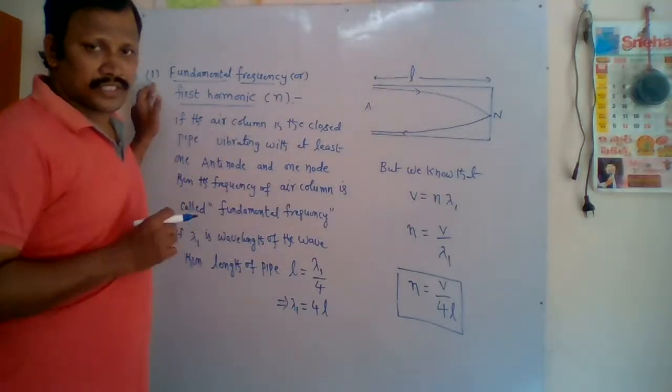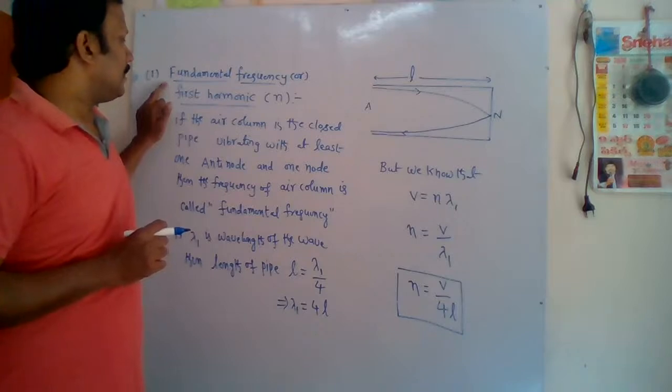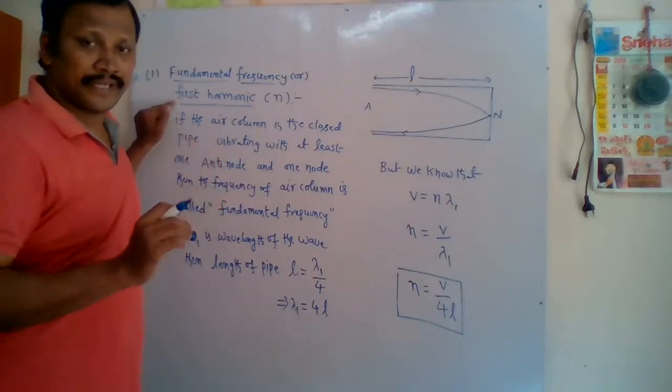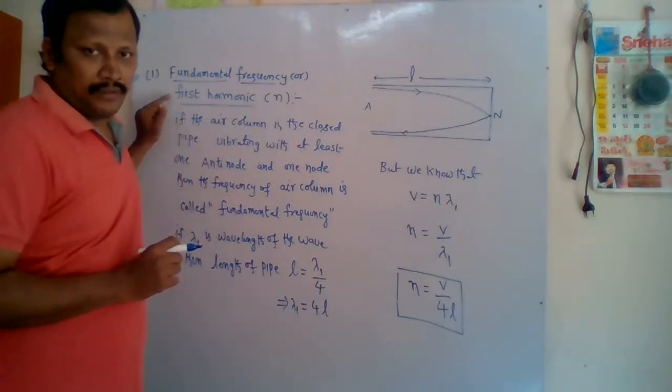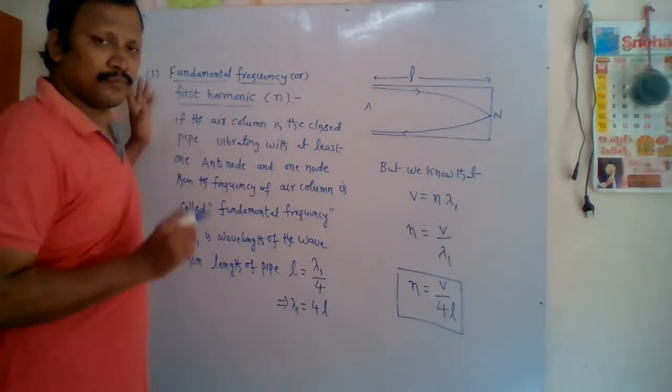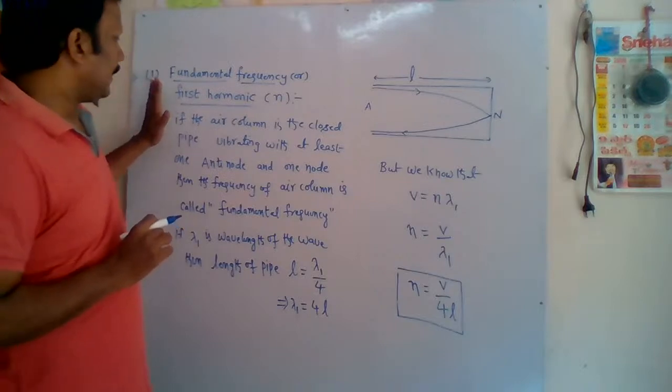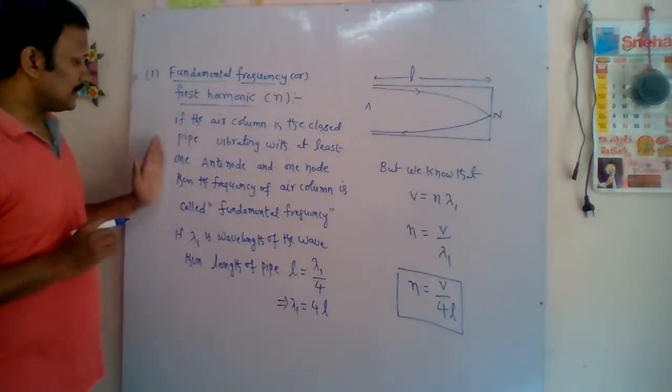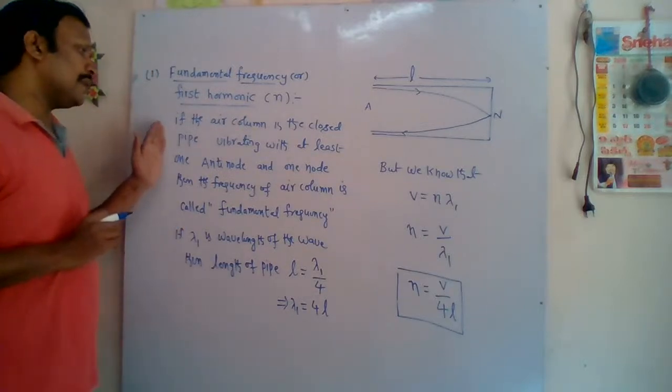In this we get 3 equations: fundamental frequency or first harmonic, next the third harmonic, next the fifth harmonic. For this pattern we will get 4 marks, and the remaining 2 marks for a problem, total 8 marks.